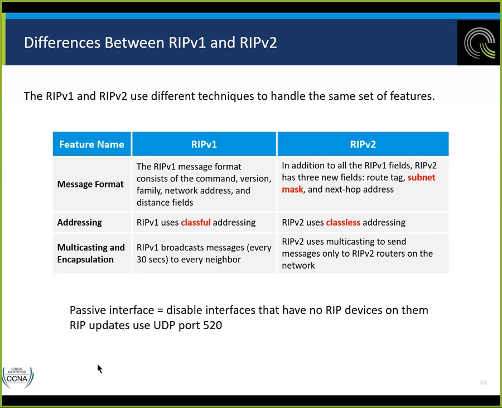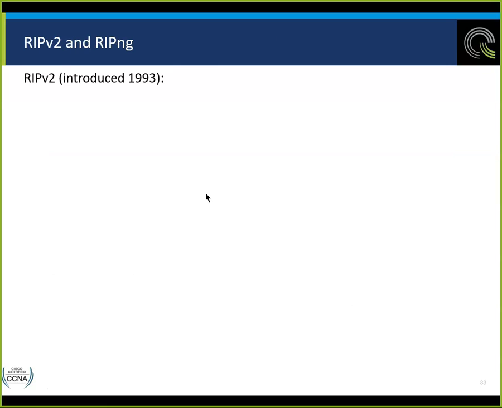Passive interface is a command that's used to disable the interfaces if you don't have any RIP devices, or maybe you're running a protocol in your infrastructure and you don't want to advertise things to your ISP. You can make the interface that goes to the ISP passive, which means that the router may accept updates, but it's not going to be sending out notifications or communicating with a router running the same protocol.